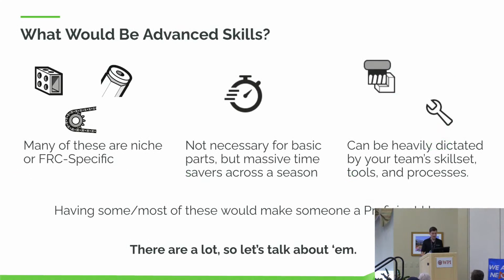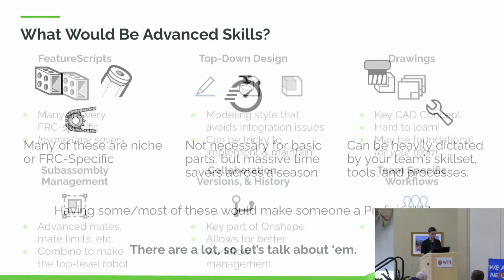And then what would be advanced skills? So I would say many of these are niche or very FRC specific. And of course, you can see I've got a bunch of the feature script logos there. So, knowing how to use tube converter, very helpful for robots, not necessarily helpful when you're getting out into the real world. So they're not necessary for basic parts, but do save massive time across a season. And also, again, heavily dictated by your team's skill set, tools, processes, whatever you deem to be important. So having these makes somebody a proficient user, and let's talk about them.